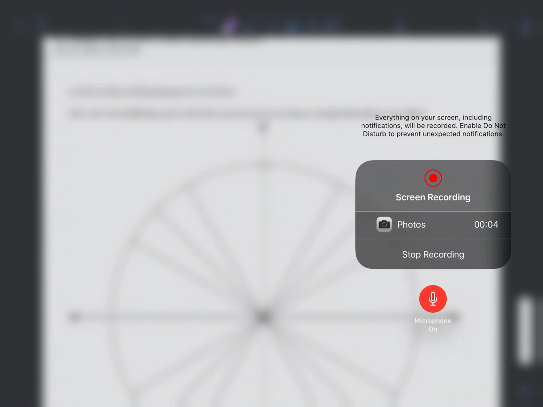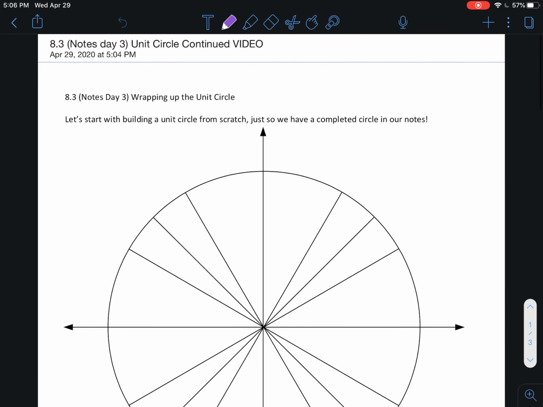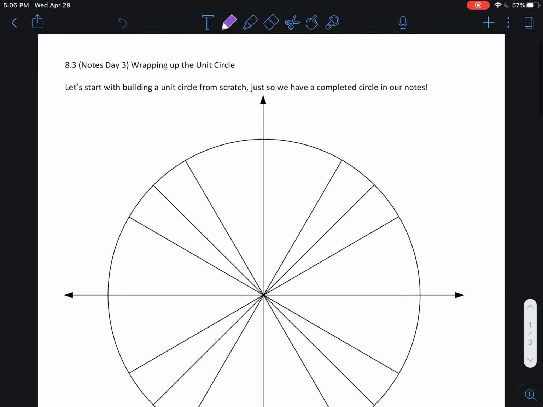All right, guys. So let's just do this last day of notes. I wanted to go through specifically filling out an entire unit circle with you guys so that you could see it done and can do it yourself on your own if you would like to recreate and just practice that. So yeah, let's dive right into it.